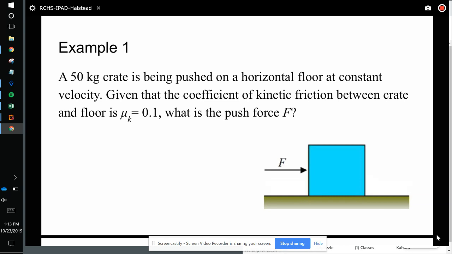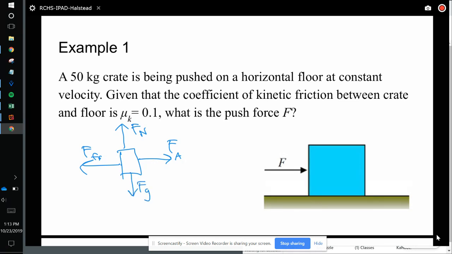So first and foremost, we want to draw a free body diagram. We have our block. We have an applied force, or our push force F. We have the friction force going in the opposite direction, because we know the friction force always opposes the motion. Our normal force is upward and our force of gravity is downward.